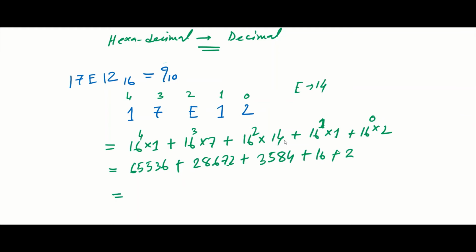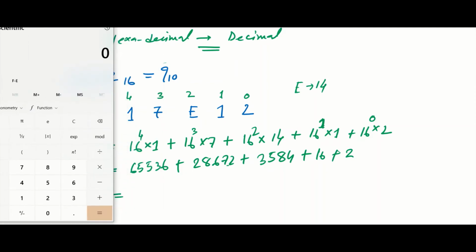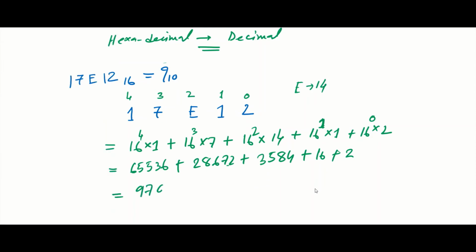So let's do a quick addition of these numbers. We have the first number here, 65536 plus 28672 plus 3584 plus 18. So here is the number 97810 in the decimal number system. So let us check whether this number is equivalent to this number or not.